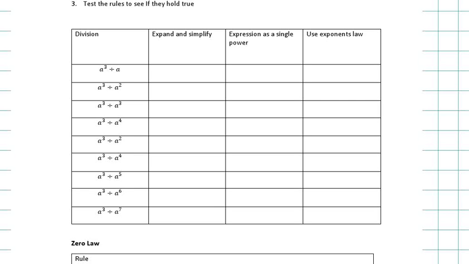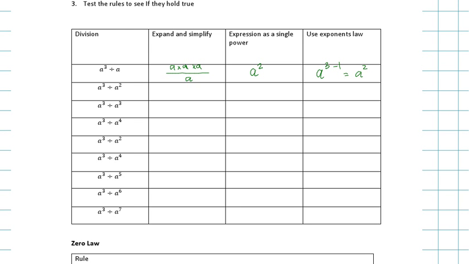Okay. So the question is asking us to expand and simplify an expression as a single power, and then we're going to use exponent laws. For the first part, I have to expand and simplify, which means I have to write that as the expanded form. So I have a times a times a over a. So what do I get? A to the power of 2, right? Or I can do it as 3 minus 1, which is a to the power of 2. Are you guys okay with this?